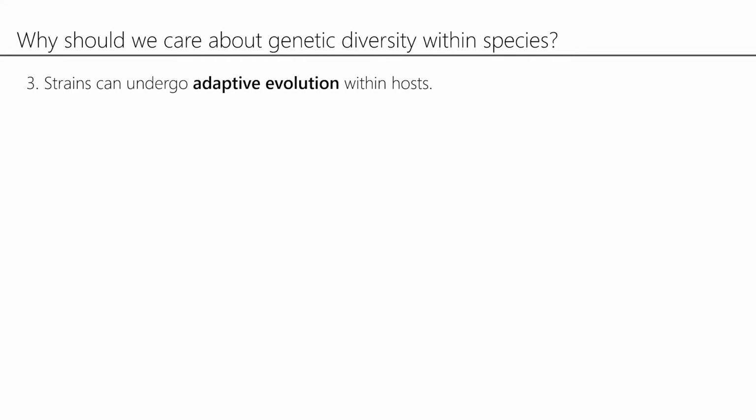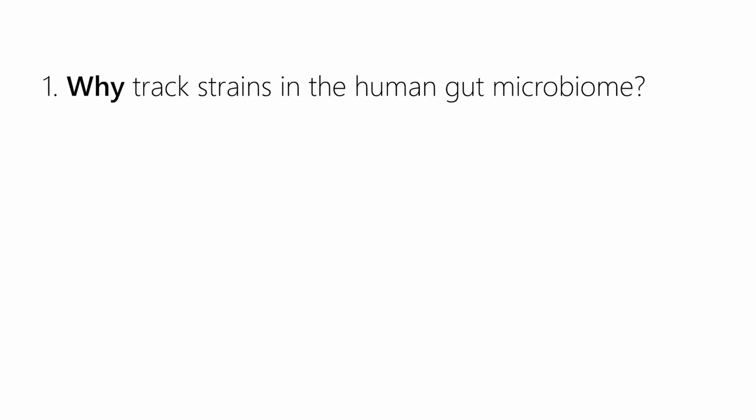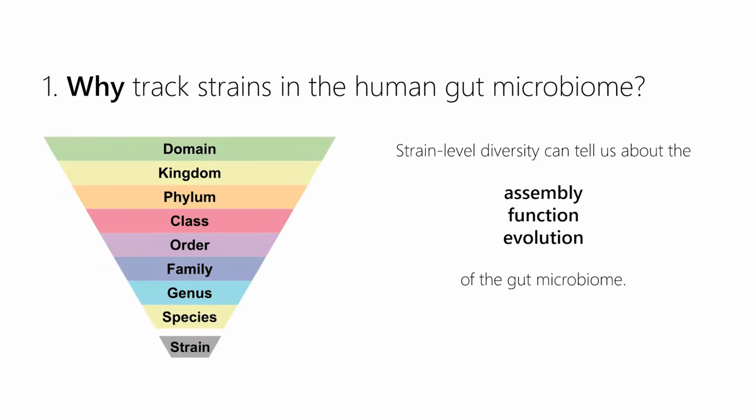The last reason that I'll mention here is that strains can actually undergo adaptive evolution within hosts. This can happen over just the course of host lifetimes. Really beautiful work from folks here in this room has shown that strains of a species can diversify into coexisting lineages, and just a handful of mutations can promote this kind of ecological differentiation. This really tells us that we need to pay attention to even very fine-scale levels of genetic variation within hosts. All right, so to summarize, why should we track strains in the human gut microbiome? Strain-level diversity can tell us about the assembly, function, and evolution of the gut microbiome.